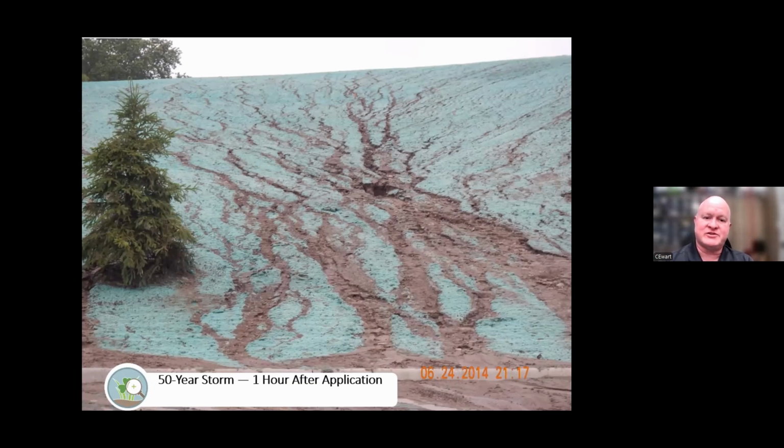A 50-year storm was the first storm event that came through, and it was an hour after it was applied. Given that it was a bonded fiber matrix, it didn't have enough time to set up properly, and that storm event just basically came in and just washed it out and then continued to erode the slope.